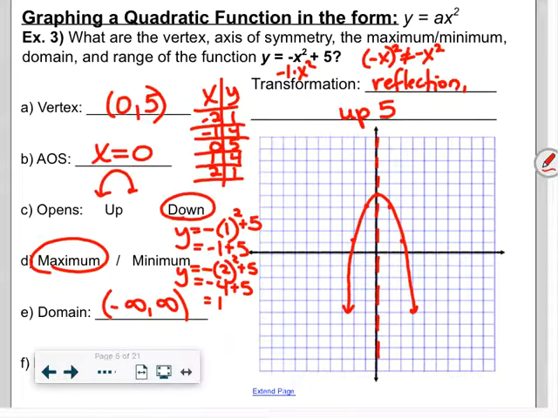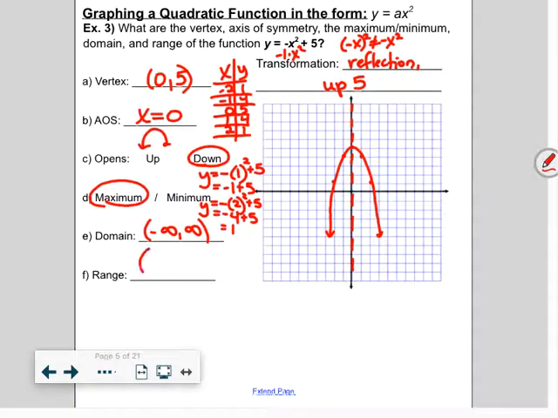Ooh, who wants to try the range? If the range are the y values, we always start with the smaller value to the biggest value. Who would like to tell us the range on this one? It's a good one, man. Negative infinity to 5. Awesome, good job, okay? So, it's shooting down, the smaller value is negative infinity, and it goes up to a y value of 5. All right, when you're ready, flip the page.